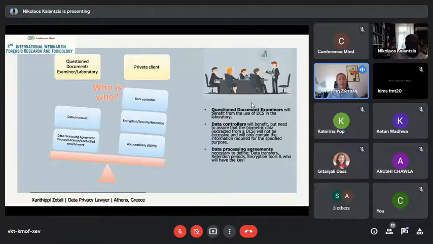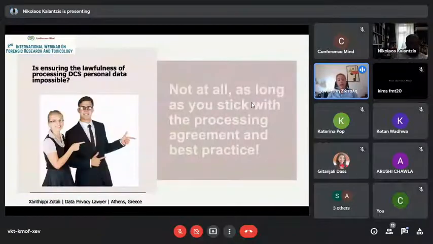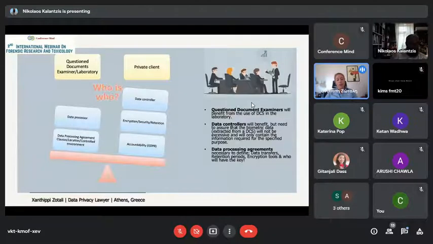So we have a private client, for example, it could be a bank or another institution that has an issue with a disputed digital capture signature, and they need to resolve this issue. So they will ask a question documents examiner or a laboratory in a private way to examine the biometric data produced by this kind of, I'm sorry, I lost my screen, from this kind of signature.